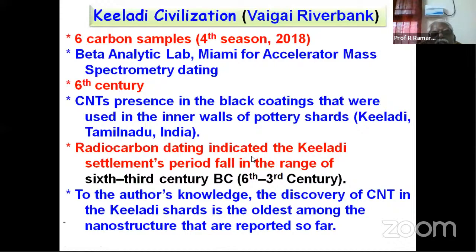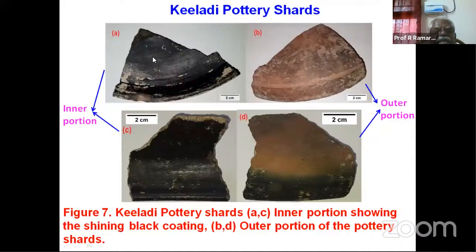Look at where this is found: there is a pot. This is the outer side. This is the inner side. The carbon nanotube was coated inside the pot, not outside. They may not have known it was carbon nanotube, but the carbon was prepared in a particular condition.